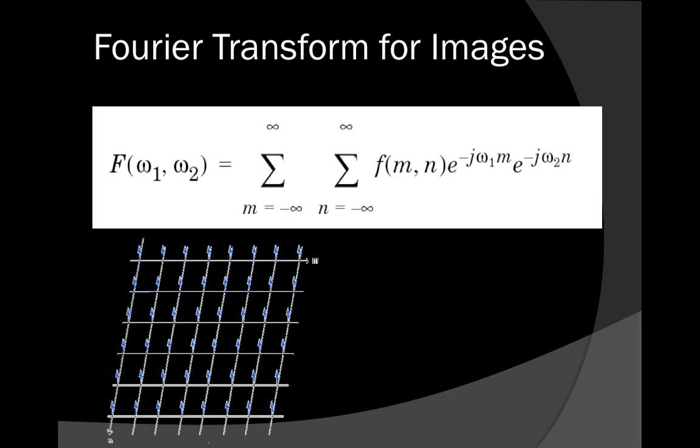Fourier transform for images. Given an image defined by f of m and n, that is a function of two discrete spatial variables, its two-dimensional Fourier transform, 2D FT, is defined as follows: f of m and n represents the pixel value at row m and column n, and F of omega 1 and omega 2 is the representation in the frequency domain of f of m and n.